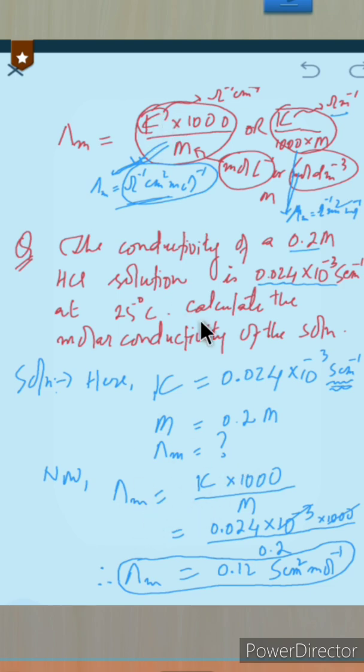So by using this formula, kappa × 1000 / molarity, kappa is substituted by 0.024 × 10^-3, and 1000 is 10^3, so 10^-3 and 10^3 cancel out. When we divide 0.024 by 0.2, we get 0.12 Siemens centimeter square per mole, because kappa is given in CGS unit.